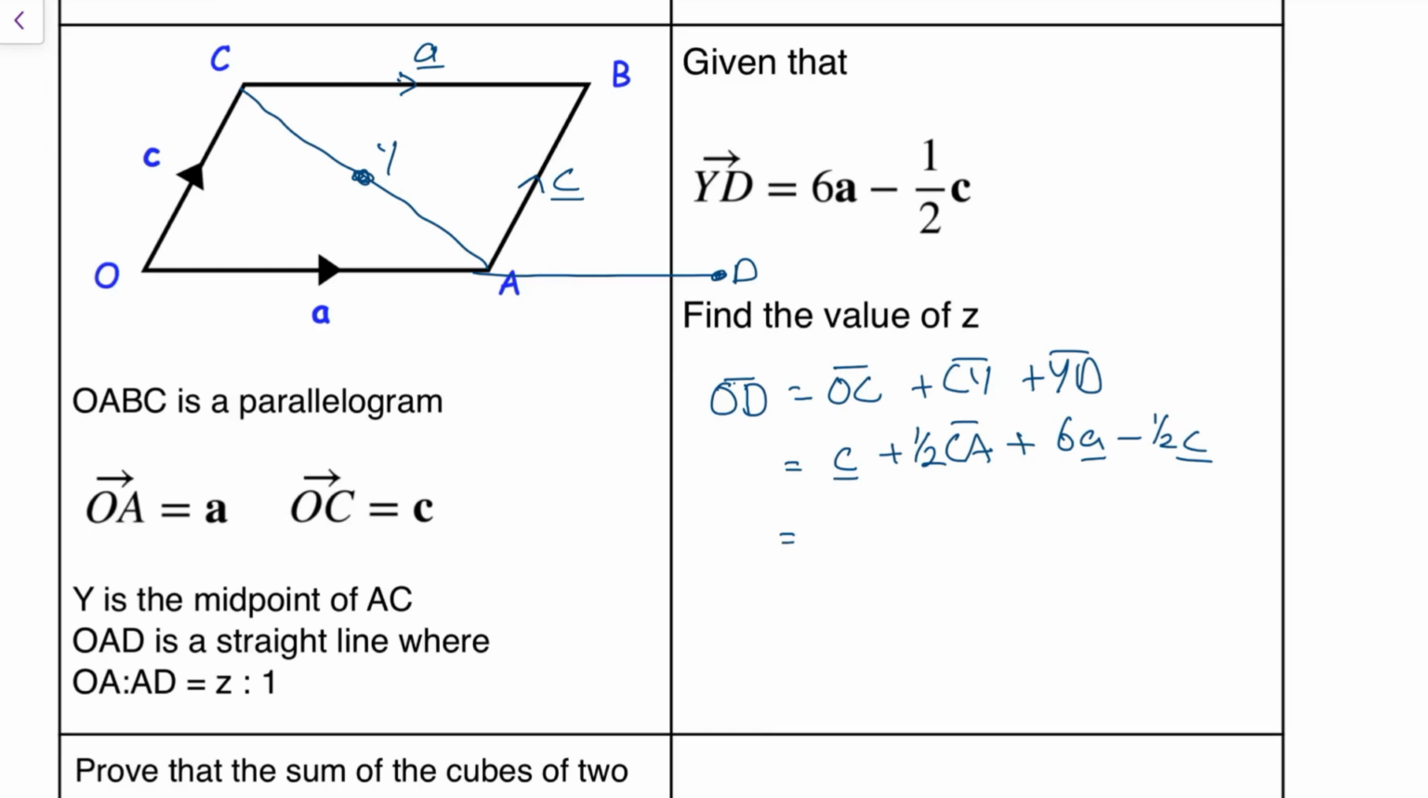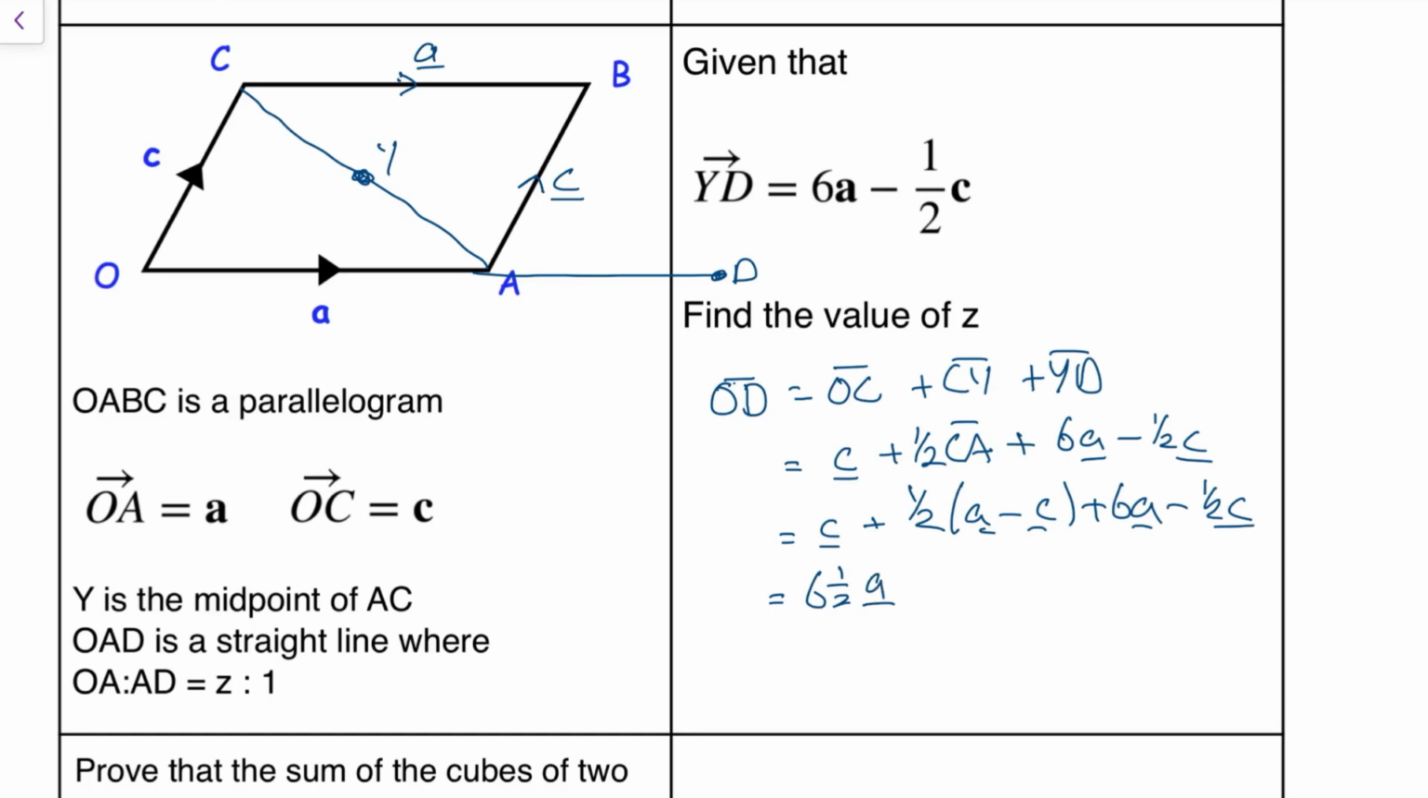So that means, well, C minus a half C is, actually no, I'll leave that as it is for now. So that's going to be C plus a half of C to A. Well, C to A is minus C plus A. So it's going to be half of A minus C plus 6A minus a half C. Now let's start collecting. So we've got to do this carefully. So I've got half A plus 6A. Now, unusually, I'm going to use mixed numbers, so that's going to be 6.5A.